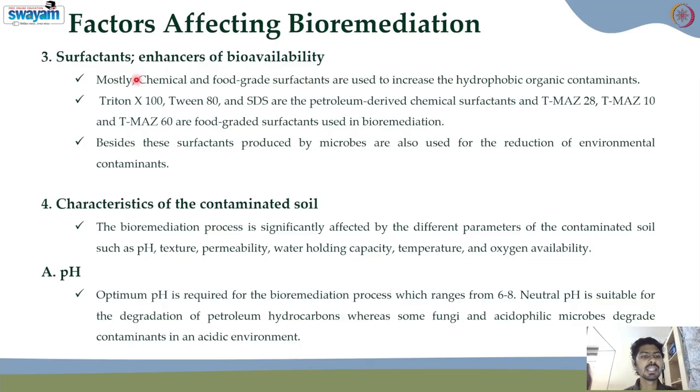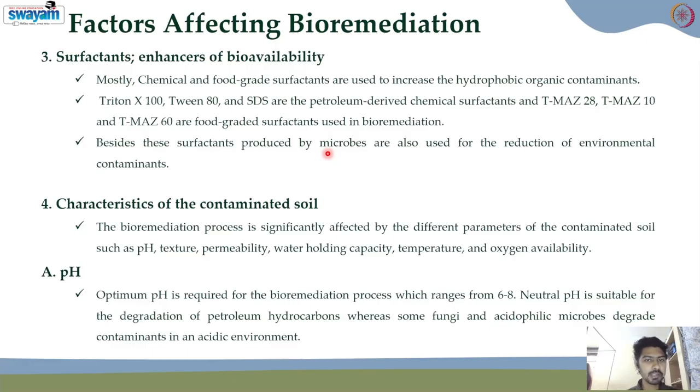If you see the chemical based surfactants, we have examples like Triton X-100, Tween 80, and SDS. These are some of the petroleum derived chemical surfactants, which enhance the bioavailability of the pollutant. Whereas in case of food-grade surfactants, we have TMAS 28, TMAS 10, and TMAS 60. These are some of the examples of surfactants.